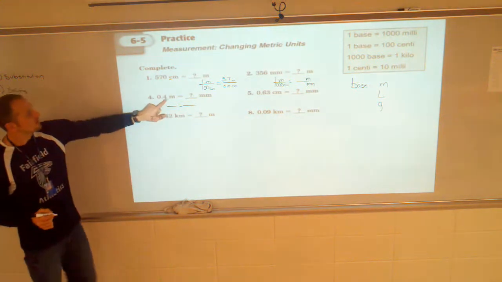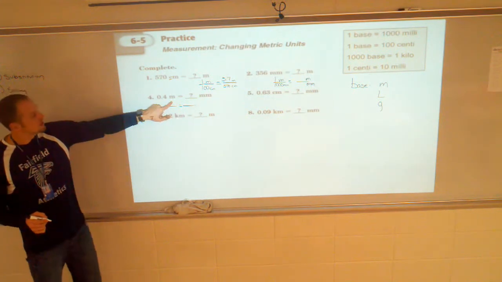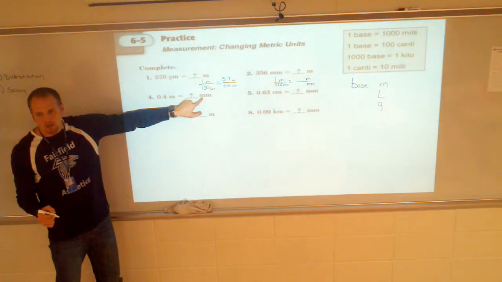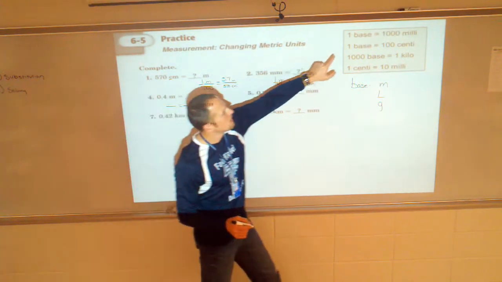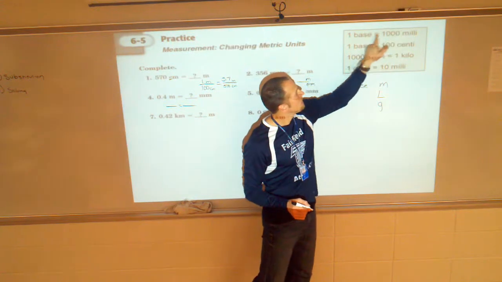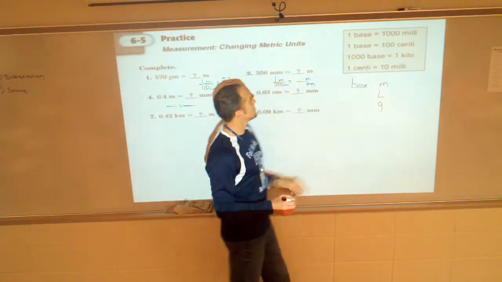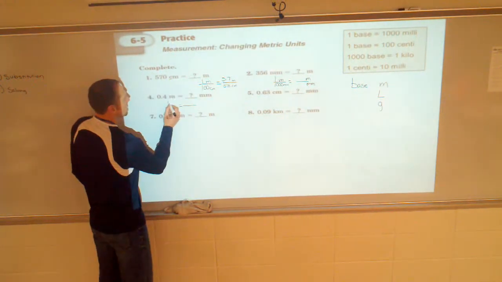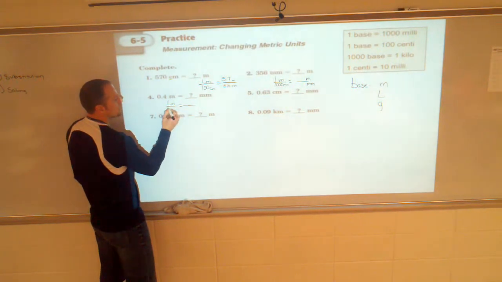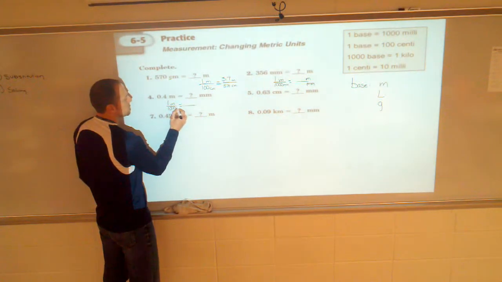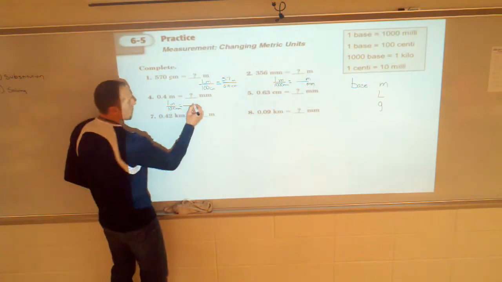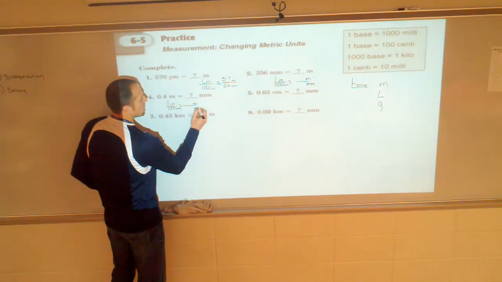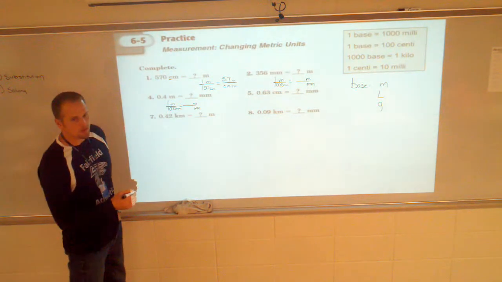Alright, let's look at this. That's my base unit. This is millimeters. So look over here, base and milli. 1 base is equal to 1,000 milli. So 1 meter is 1,000 millimeters. Carry your units across, sub it in, no problem.